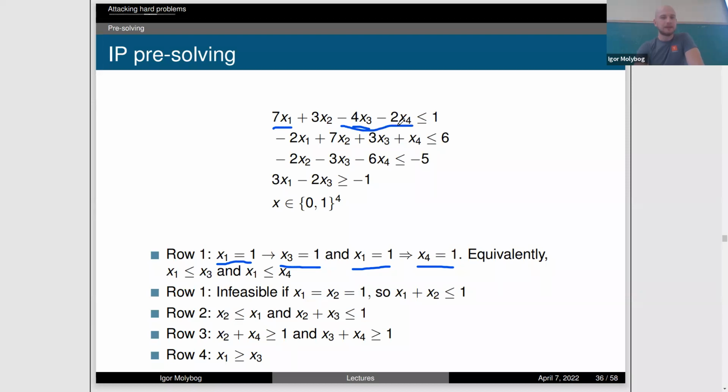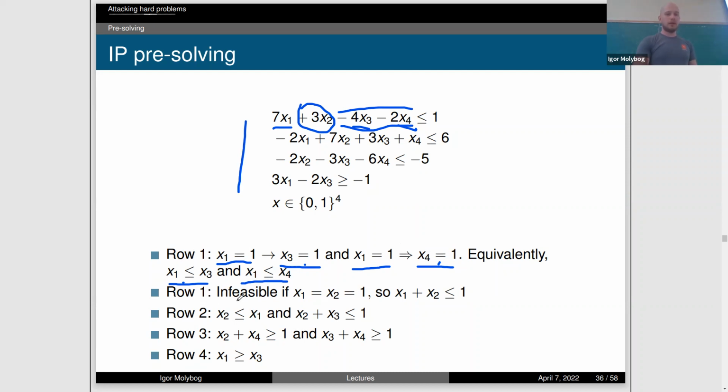x3 and x4 are both equal to 1, because otherwise this summand can only increase the left hand side, and the only things that can decrease the left hand side are these parts. And therefore we are saying that if x1 is equal to 1, then both x3 and x4 must be equal to 1. Equivalently, we can write down that x1 is less than or equal than x3, and x1 is less than or equal than x4. And these two new inequalities can be added to the initial set of inequalities. Are there any questions here?